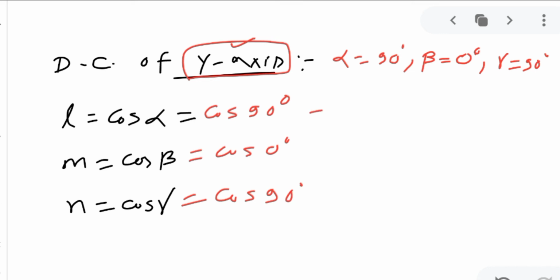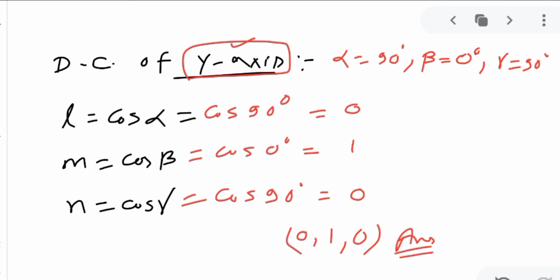Correct? So cos 90 degrees is 0, cos 0 degrees is 1, cos 90 degrees is 0. So the direction cosines of the y-axis are 0, 1, 0. This will be your final answer. The same line you will repeat, which I wrote in the previous question. Similarly, one more question can come, which we'll also discuss.